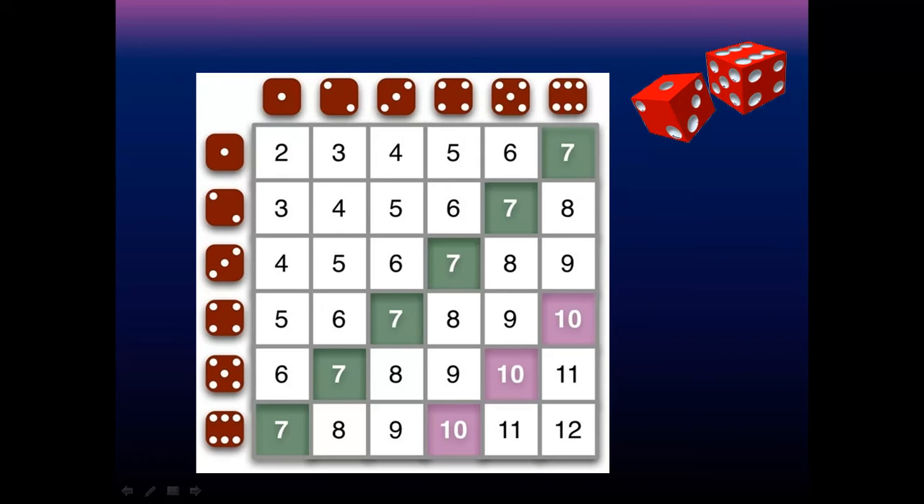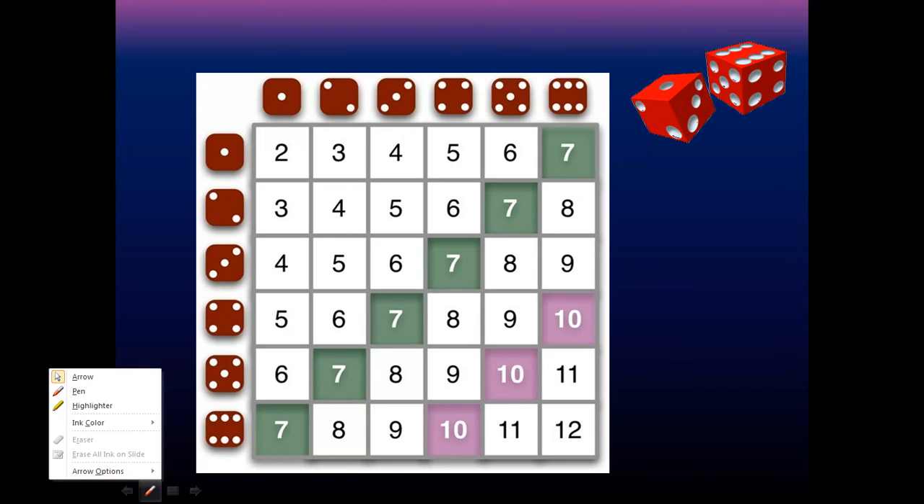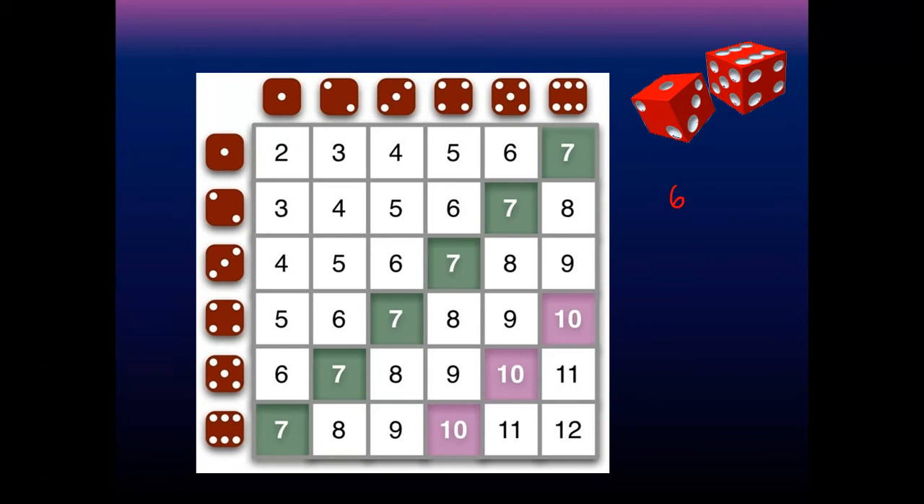When you do this, you'll see all of these are different ways of getting a 7: 6 plus 1, 5 plus 2, 4 plus 3, 3 plus 4, 2 plus 5, and 1 plus 6. So 6 out of 36 possibilities. So there are 6 ways of getting a 7 as a sum out of 36 possibilities, and that is 1 out of 6. So there's a 1 out of 6 chance that you roll a sum of 7.